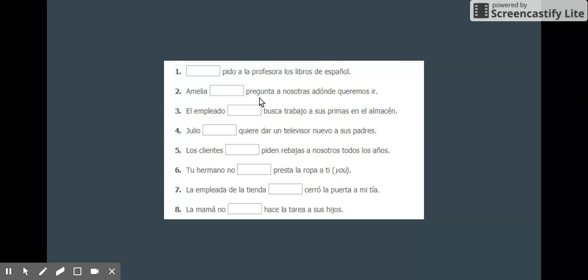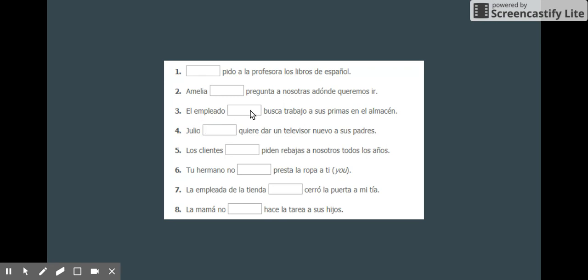Number 2, Amelia blank pregunta a nosotras a dónde queremos ir. Amelia asks us where we want to go. To whom does Amelia ask? Us. So nosotras is the indirect object. The corresponding pronoun is nos. So Amelia nos pregunta a nosotras a dónde queremos ir.